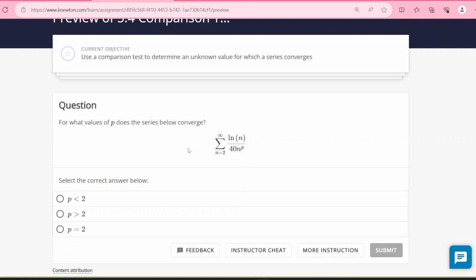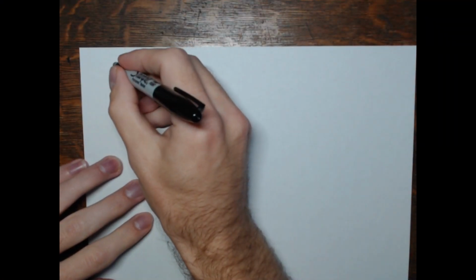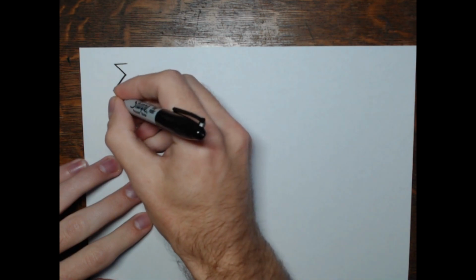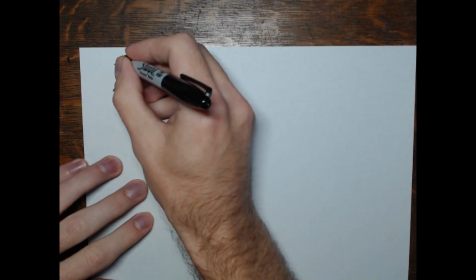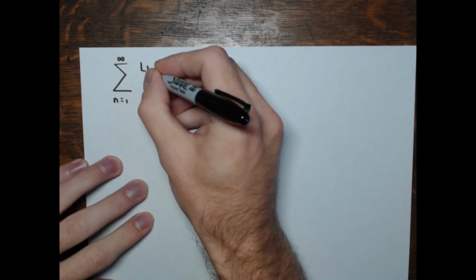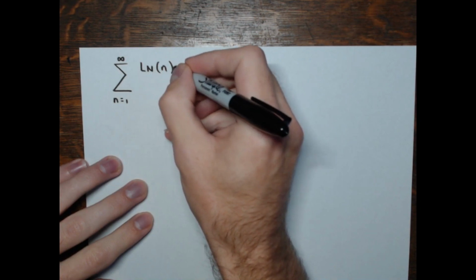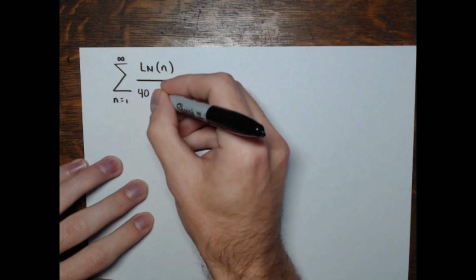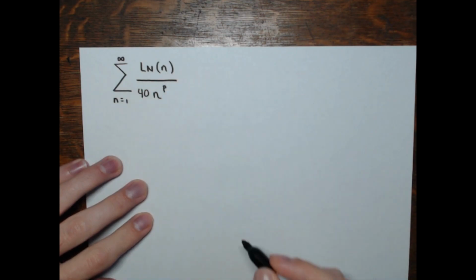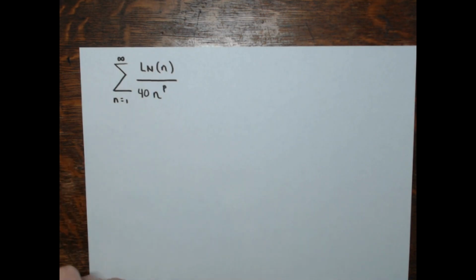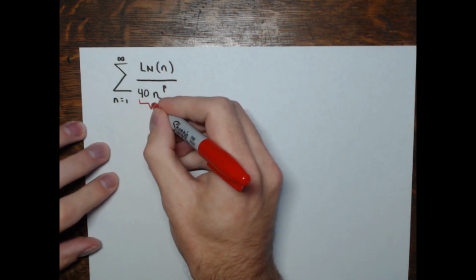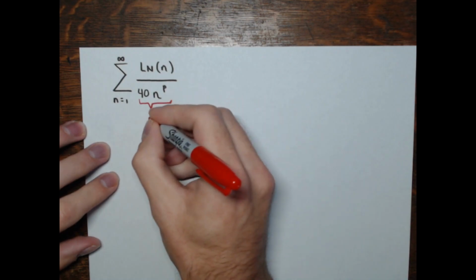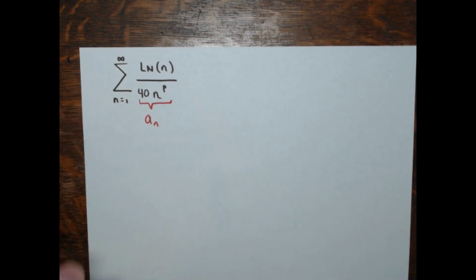All right, so what I'm going to do, I'll write this up. The sum from n equals 1 to infinity of the natural log of n over 40 times n to the p power. So let me call these, natural log of n over 40 n to the p, a sub n. Right?